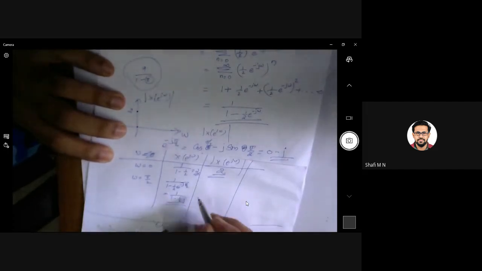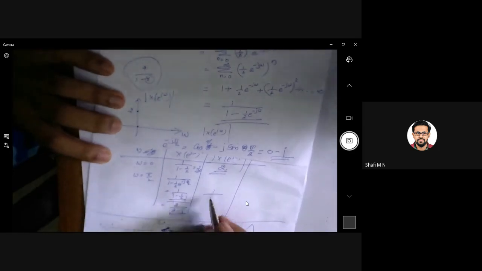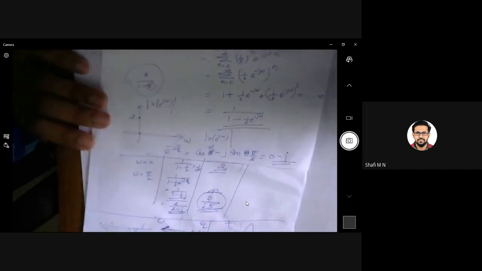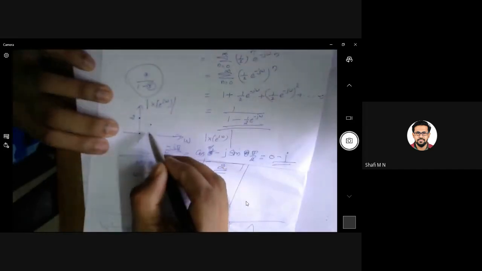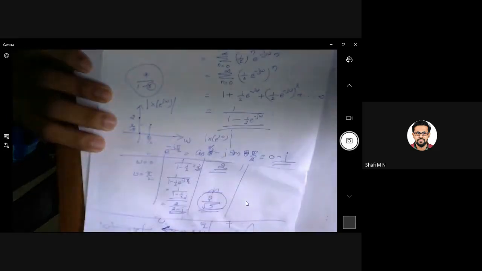So what will be the modulus of this? Alternatively, cross multiplying, you can write it as 2 by 2 minus j, isn't it? So what is the modulus of 2 by 2 minus j? 2 divided by root of 2 square, which is 4, plus 1 square, so that is 2 by root 5. You mark 2 by root 5 somewhere over here. This is 2 by root 5 for omega equal to pi by 2. Likewise, you can find the values for other omega.